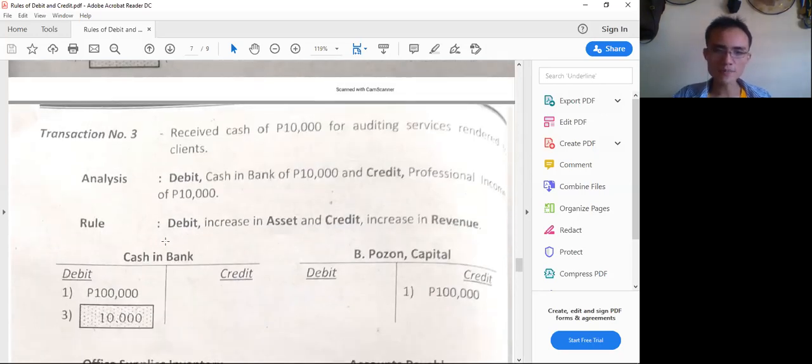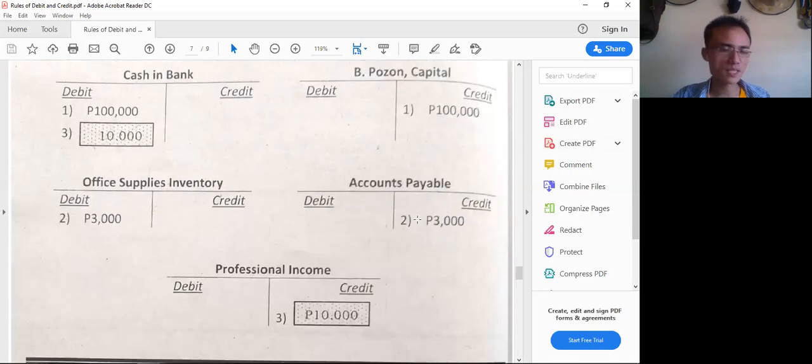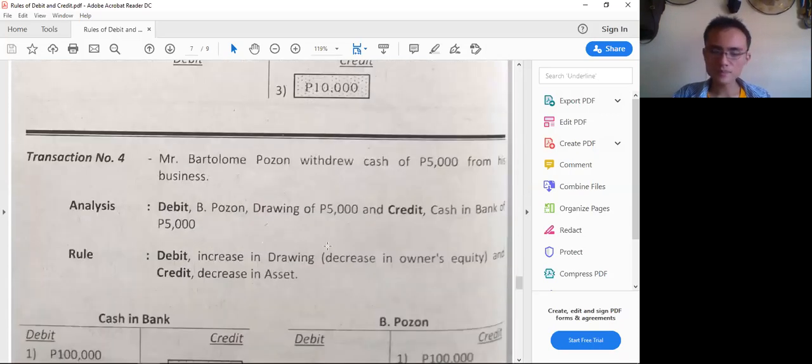So the rule is debit. When we debit asset, it will increase. And when we credit income, it will also increase. All right. So that's it.